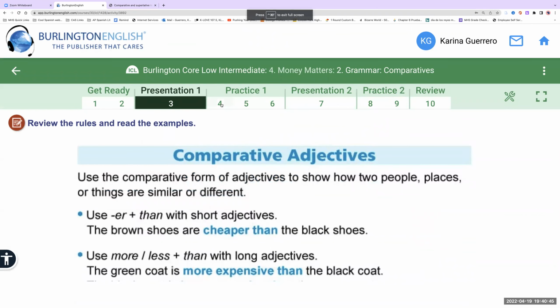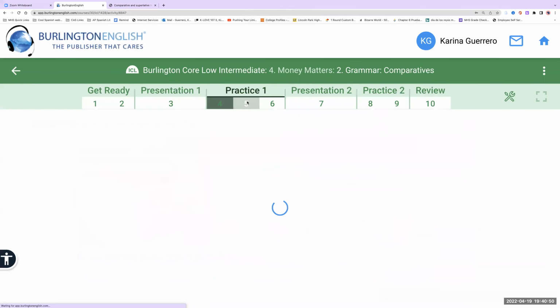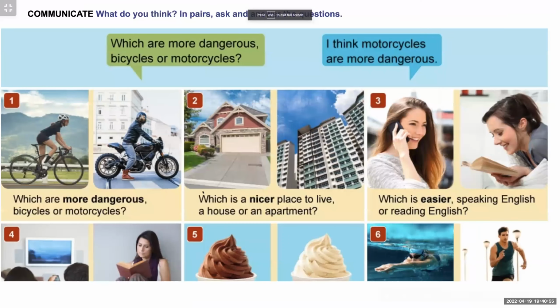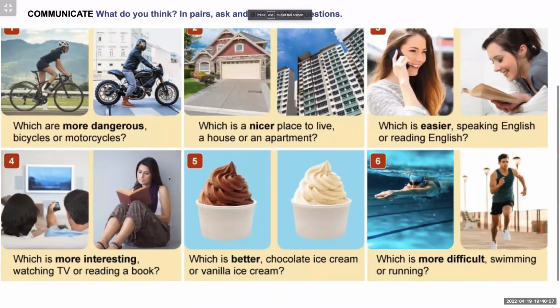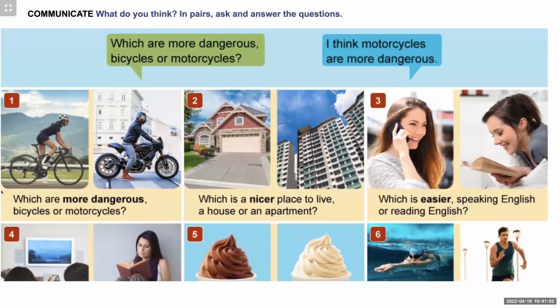We've gone through practice number 4, so tonight we're going to work through number 5. I want to show you what number 5 has. We have a total of 6 pictures, and in the 6 pictures, we already have a question. For 1, we have a bicycle and a motorcycle. The question says, which are more dangerous, bicycles or motorcycles? The person says, I think motorcycles are more dangerous.